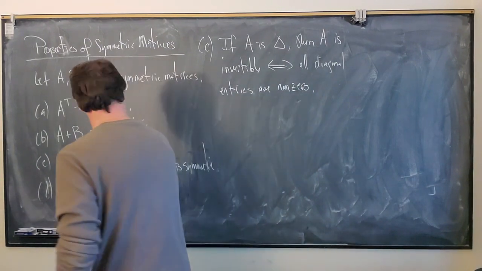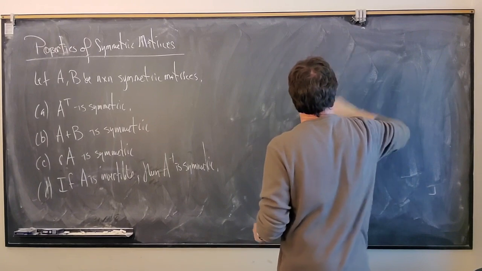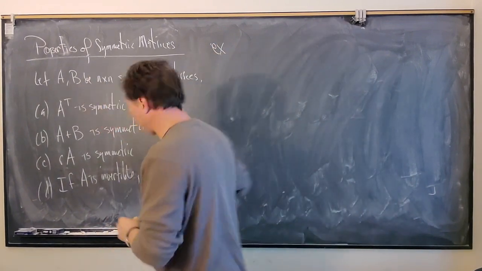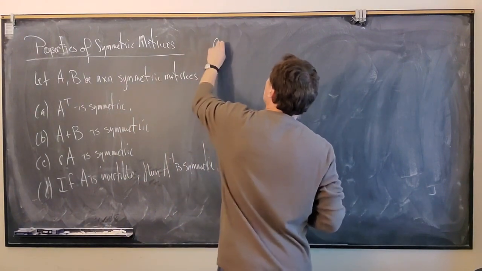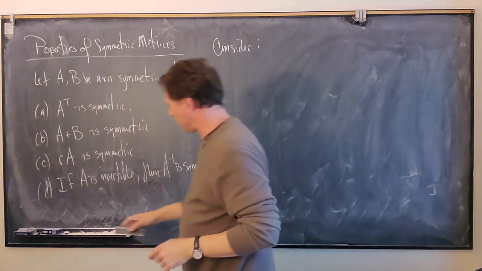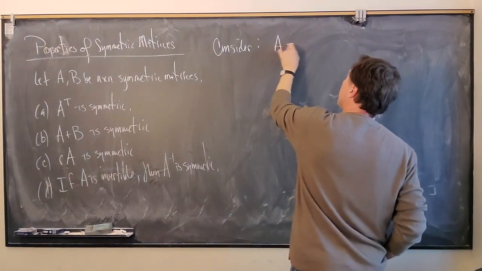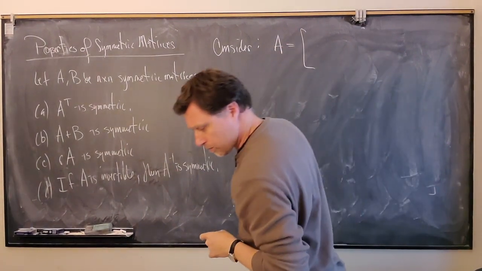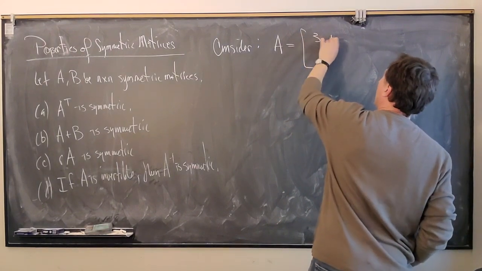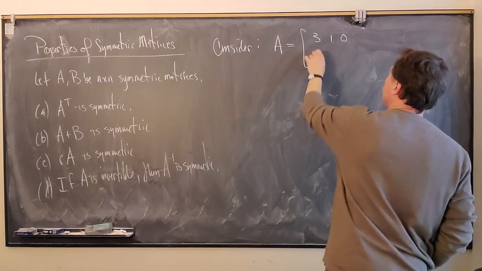Now, I'm just going to write down a matrix here. So consider the following matrix. This is going to be a 2 by 3 matrix. So A is the matrix 3, 1, 0, 2, 0, minus 1.